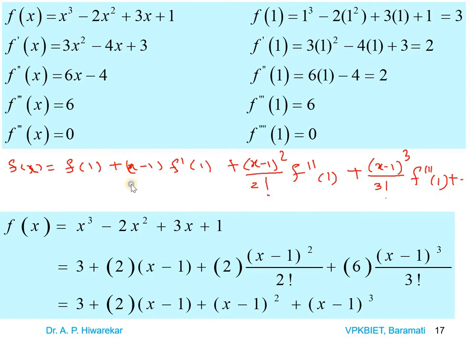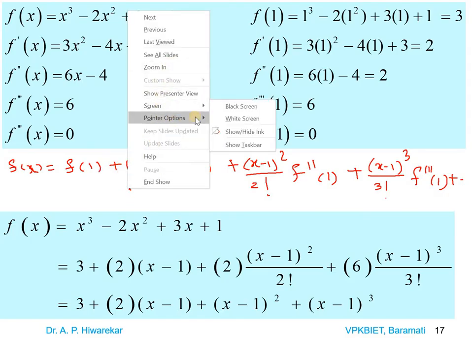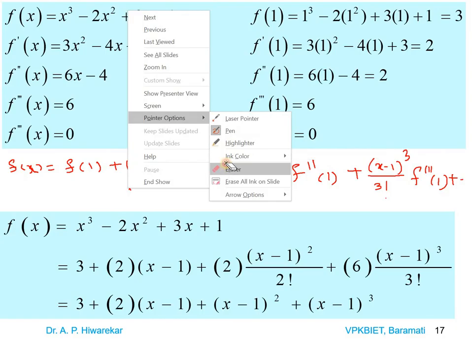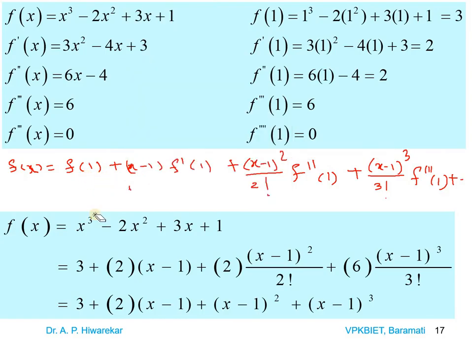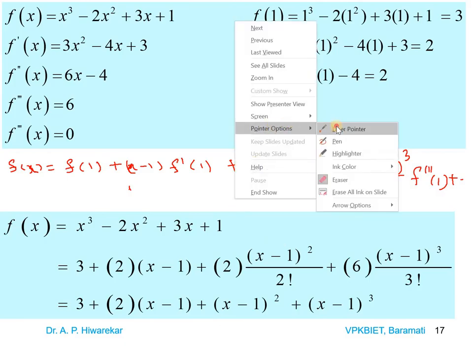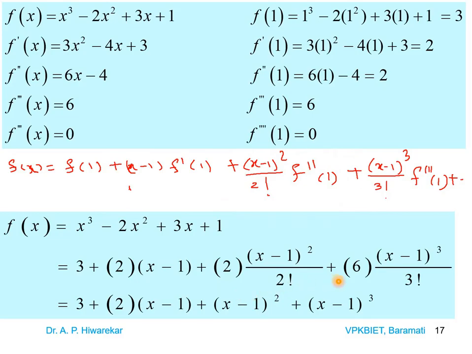So this is f of 1. So what we have? f of 1 is 3. Then f dash of 1 is 2, so 2 into x minus 1. f double dash of 1 is also 2, so 2 into x minus 1 square divided by 2 factorial. Then f triple dash of 1 is 6. So the value is 6, so we substitute here.